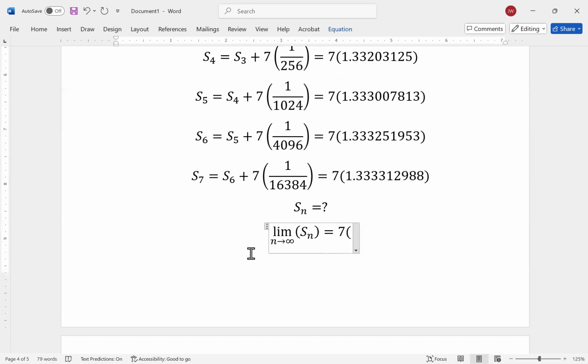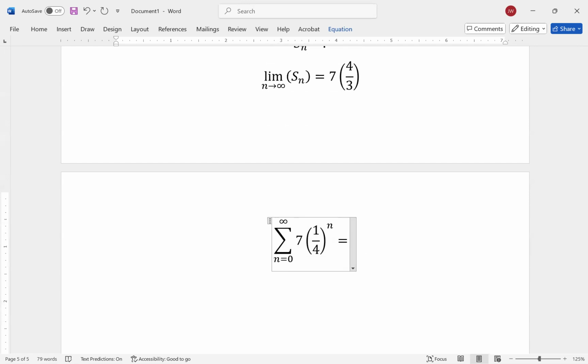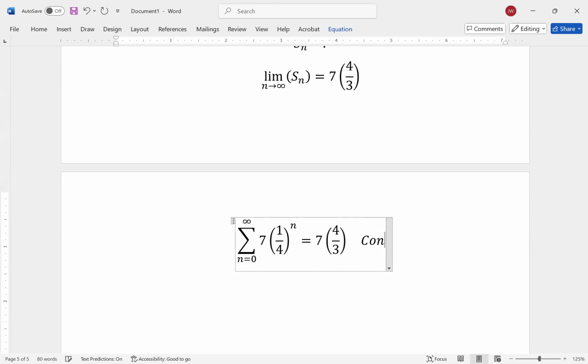Now, 1.3 repeating is 4/3. So the limit looks like it's going to 7 times 4/3. And that means this infinite series is going towards 7 times 4/3.